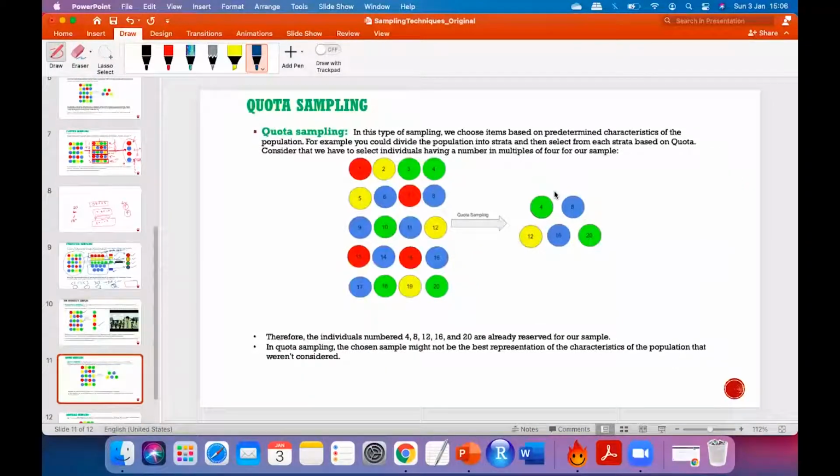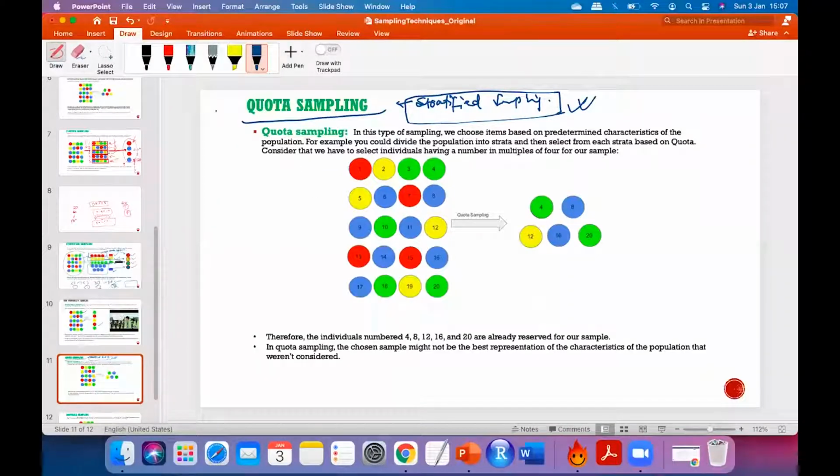Okay. Now another type of sampling is called quota sampling. This is a type of sampling in which we have some preconceived notions or predetermined characteristics of the population, right? Based on that, I am dividing the quota. This will look like stratified sampling, right? Stratified sampling. But the only difference is this is non-probabilistic.